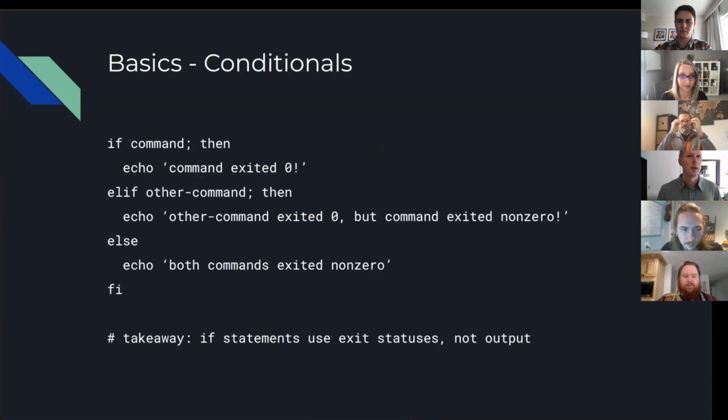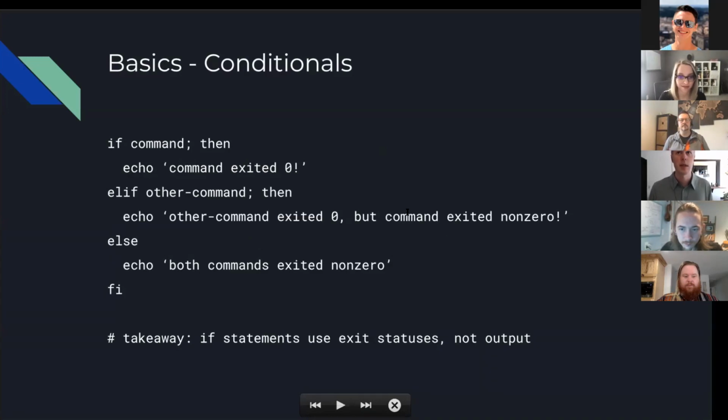So where is that useful? For starters, it's useful in if statements. And you might notice that these don't have the square brackets, and we'll cover those next. But these just work like if statements in any other language, except they're based on whether or not the command returned 0 or non-zero.